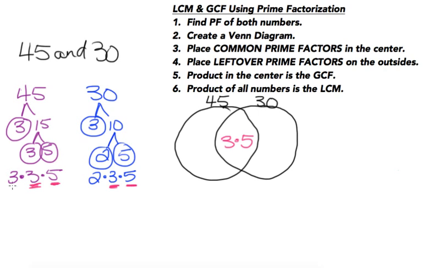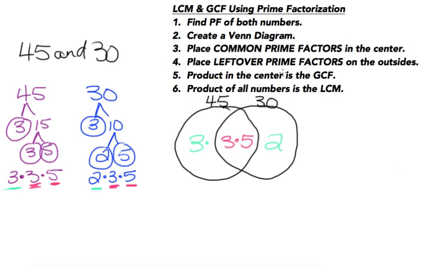I see that 45 has a 3 left over, so I'll put that here. And 30 has a 2 left over in its prime factorization, so I'll put that here. So you can actually see the prime factorizations of both numbers. 45's circle has 3 times 3 times 5, and 30's circle has 3 times 5 times 2. Great. So now let's look.